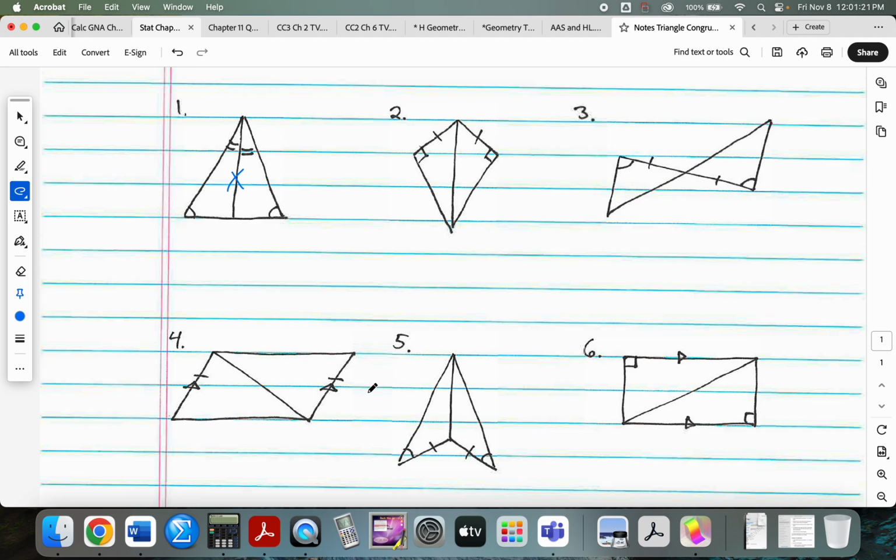That's actually a good question. Sorry. So just look at one triangle and tell me, in just this triangle on the left, how many sides are marked congruent and how many angles are marked congruent?